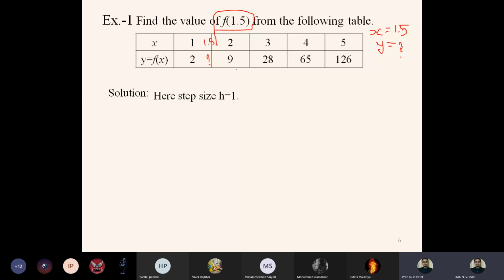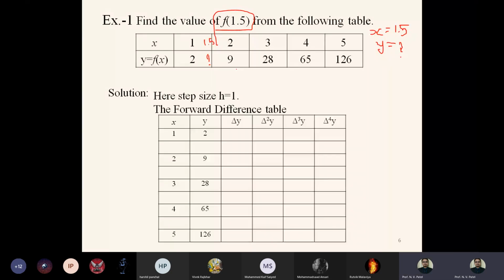x में value का कितना jump है? तो 1, 2, 3, 4, 5. So all jumps are equal. कितना jump है? तो 1 unit का jump है. 1 plus 1 is 2, 2 plus 1 is 3, 3 plus 1 is 4, 4 plus 1 is 5. So we can directly say that our step size h is 1. So let's draw this forward difference table. पहले हमें step size find करना है, फिर forward difference को consider करना है. Forward difference यहाँ पर है, x values and y values are taken from the table.